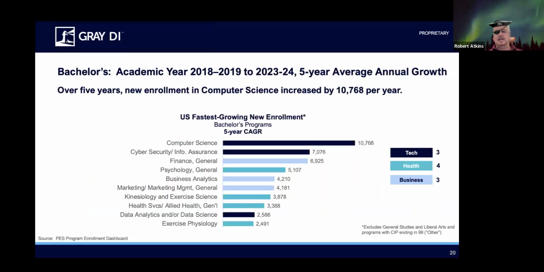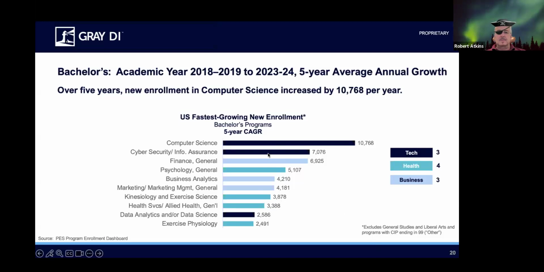Computer science has added 10,000, almost 11,000 students a year for the last 5 years. Cybersecurity, 7,000 students a year. Finance, interestingly, up 7,000 students a year. Psychology also grew 5,000 students. And then we can see a couple of other health programs, kinesiology, health science, health services, both up around 3,500 students. And finally, exercise physiology in the health area up 2,500 approximately.